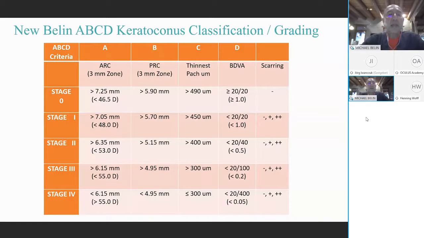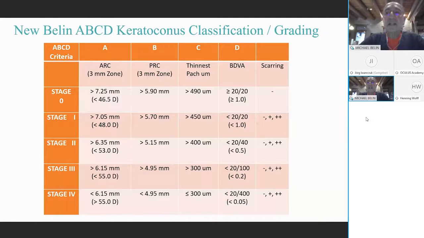In addition, we added an additional stage to AMSA-CRUMAC. In AMSA-CRUMAC, everyone in the world has at least stage 1 disease, which clearly people do not. So we added a stage 0, which represents more of a normal cornea. So we have stage 0, 1, 2, 3, and 4.